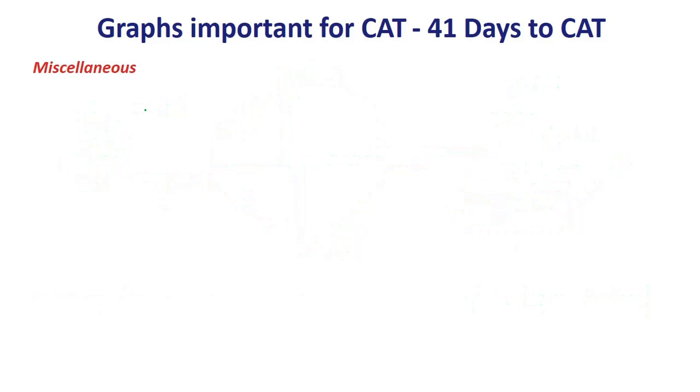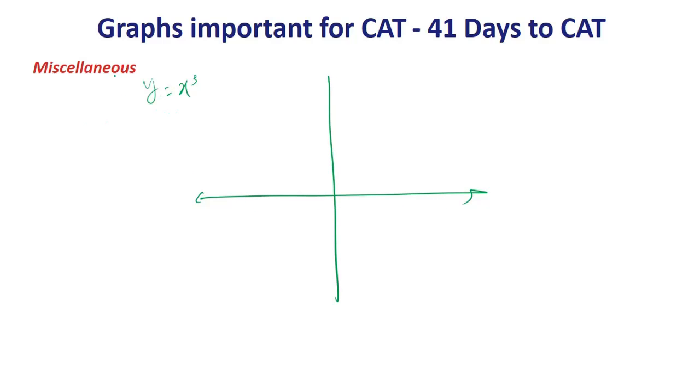Let's move forward. There can be miscellaneous graphs like y is equal to x cube or anything. How do you draw a graph when you don't know the nature of the graph? Simply by putting in points. For example, miscellaneous graphs are rare, but in case one comes, we should know how to do it. So if x is equal to 1, y is equal to 1. If x is equal to 0, y is equal to 0. So obviously it passes through 0, 0.